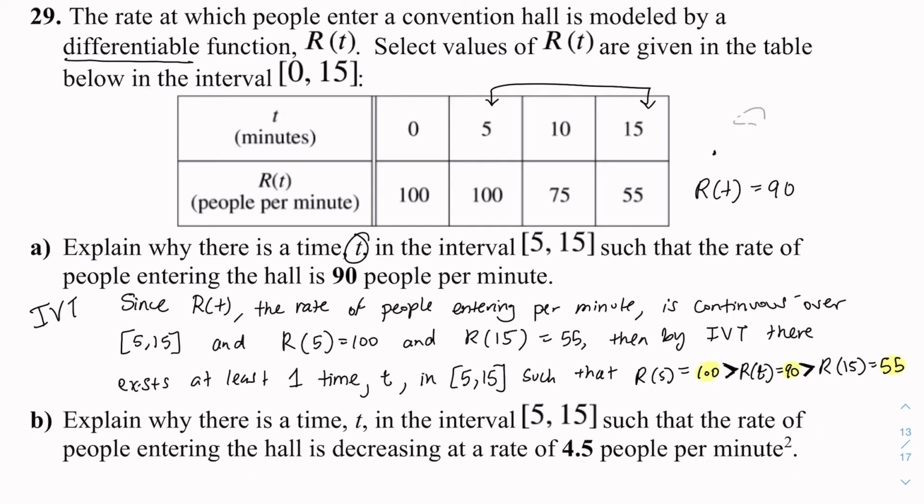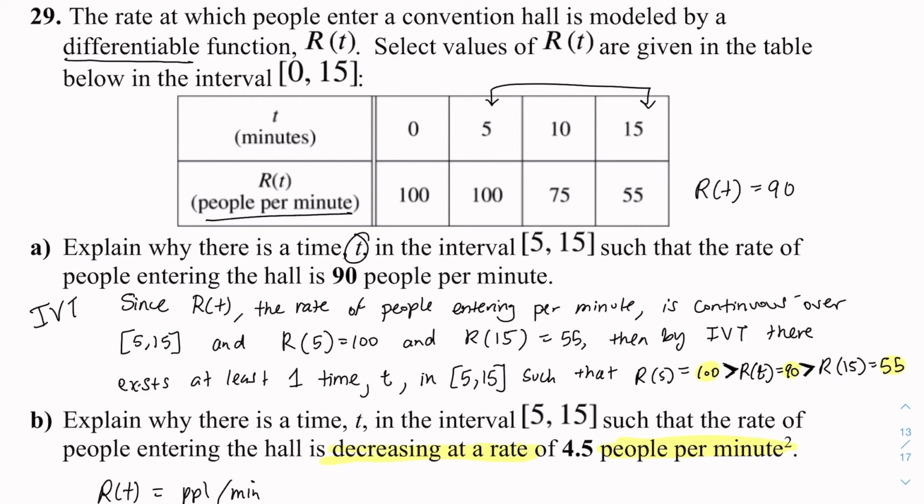Now, part B is saying, explain why there's a time t in the same interval such that the rate of people entering the hall is, keyword, decreasing at a rate of 4.5 people per minute squared. So, now it gets interesting. R of t is people per minute, but they're saying we're finding people per minute squared. So if R of t is people per minute, then R prime of t would be measured in people per minute squared. We are now dealing with the derivative.